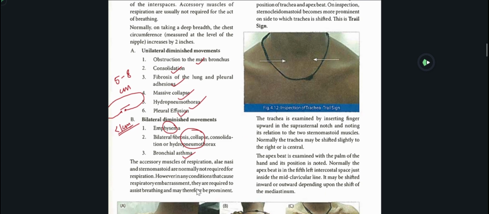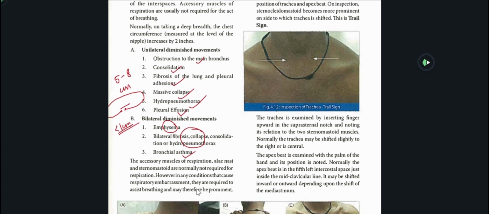While you're noticing the movements of the chest, you also have to look for any exertion that the patient is having while trying to inflate his chest, like the involvement of accessory muscles of respiration. You look for the alae nasi, the sides of the nose, for any flaring. You look for the sternocleidomastoid muscles, which should not normally be required. You look for the abdominal movements. However, in any condition that causes respiratory embarrassment, they are required to assist breathing and therefore become prominent. This prominent involvement of these muscles has to be looked for. Okay.